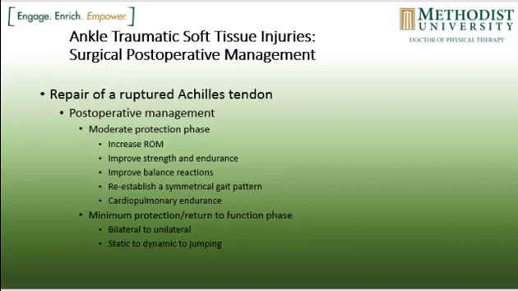Once the patient is in that minimum protection phase, you can work bilateral to unilateral exercises and begin to do more dynamic exercises, beginning with static and then dynamic and returning to jumping. This maximum protection phase may take up to 6 months, where going back to the moderate protection phase, that can begin at about 6 weeks and progress up to 12 weeks.